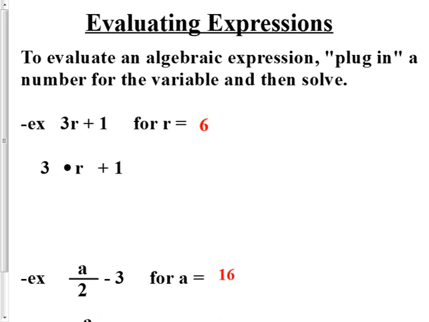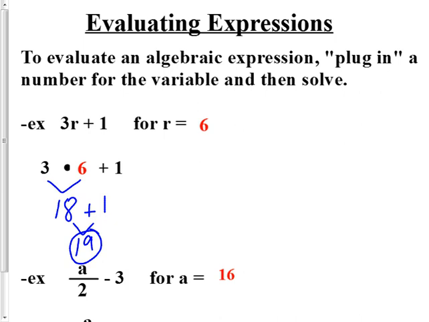Now, algebraic expressions, what do we do with them? Well, we evaluate them. Remember, we've talked about the word evaluate, and it means to solve, to find the value of. The way that we evaluate an algebraic expression is we plug in a number for the variable, and then we solve it. So in this first example, 3r plus 1, we're solving it for r equals 6. What that means is we're going to put a 6 where the r was, and then we're going to solve it. So we do 3 times 6, which is 18, plus 1, which is 19. So the value of 3r plus 1 when r is 6 is 19.